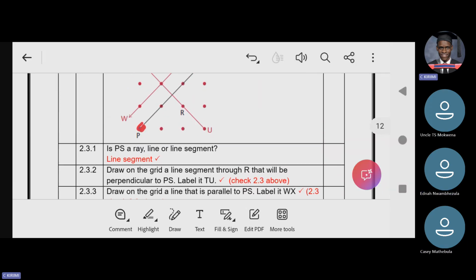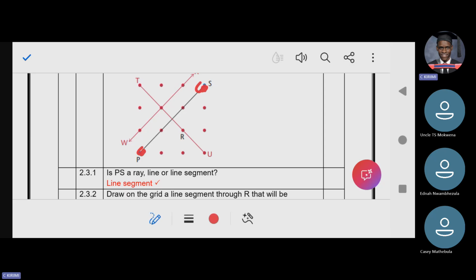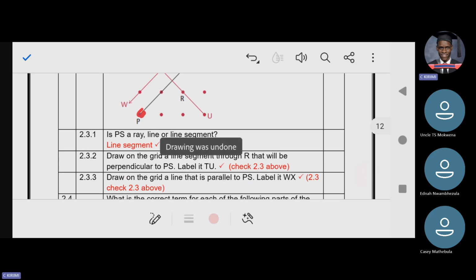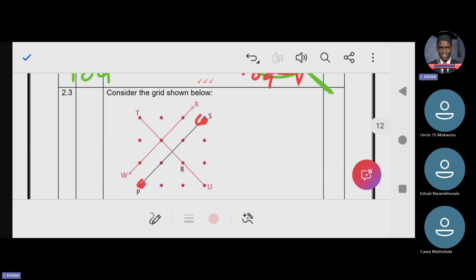And then draw on the grid the line segment through R that will be perpendicular to PS, and label it TU. So you want it to be perpendicular to PS. So it must meet at 90 degrees. So first you must have PS, which is this line. Then you take your protractor. Where it cuts 90 degrees, then you label that line TU, where it's 90 degrees here. So once you don't have the instrument, you won't get it right. So they said that line which is perpendicular, you label it TU. So you write T and U.